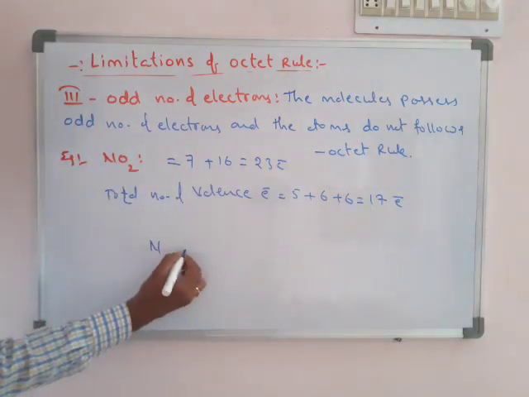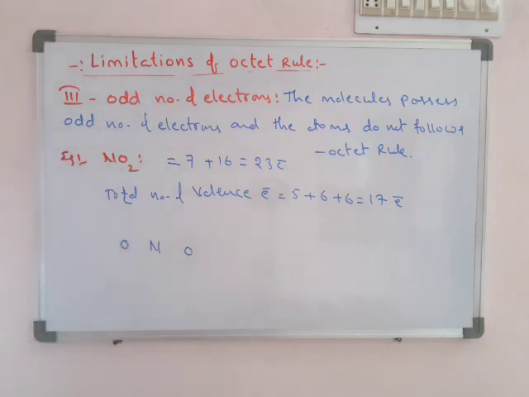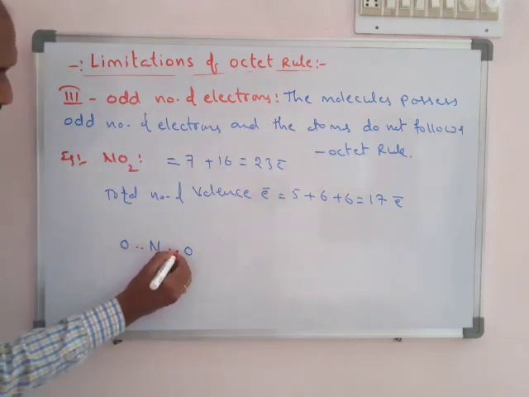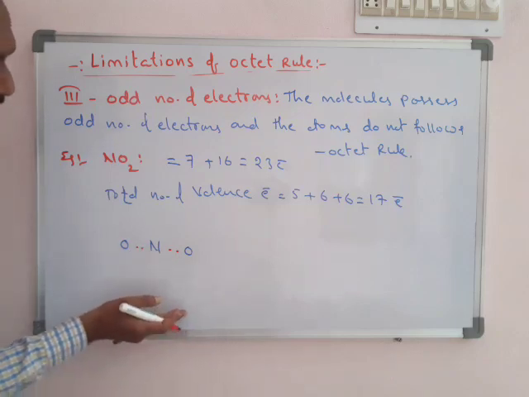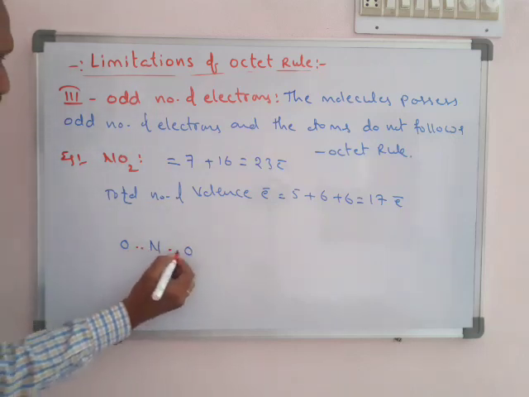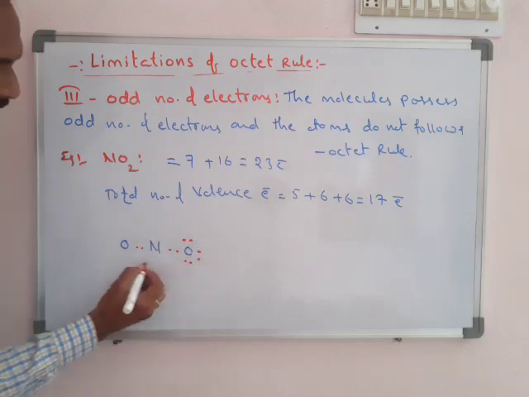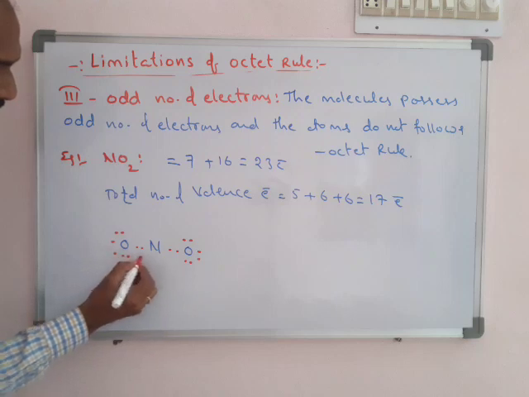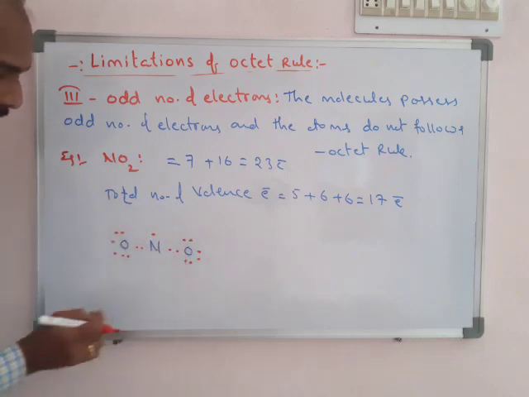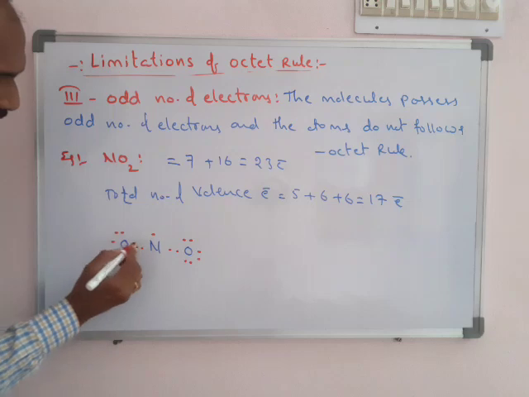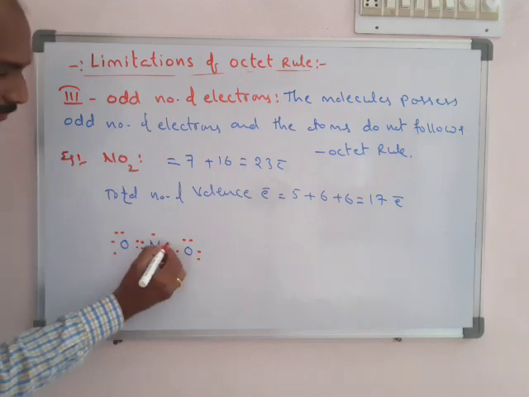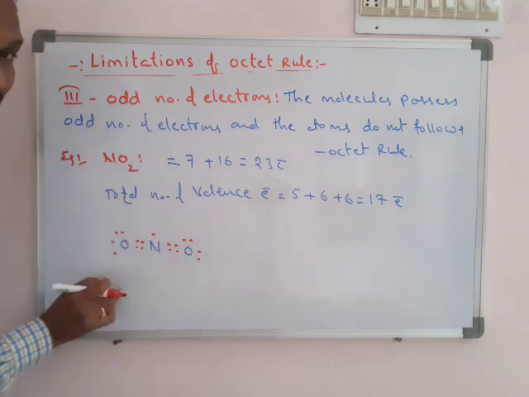Now distribute those 17 electrons. First we need to write at least one bond. 1, 2, 3, 4. Then we try to satisfy all atoms with 8 electrons, which is not possible here. See, NO2 total 17: 1, 2, 3, 4, 5, 6, 7, 8, 9, 10, 11, 12, 13, 14, 15, 16, 17. Here the oxygens are satisfied, but nitrogen is not. So a pair of electrons here, 1, 2, 3, 4, 5, 6, 7. So we take one more pair. Now nitrogen has 9 electrons.